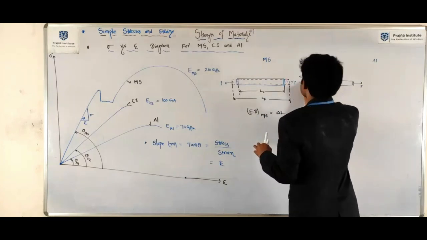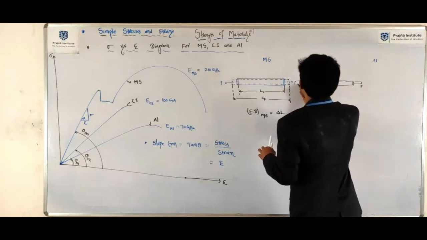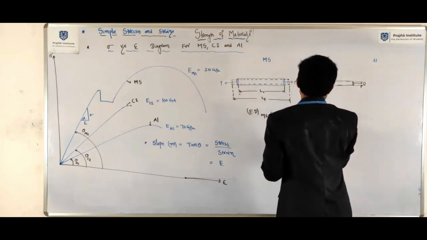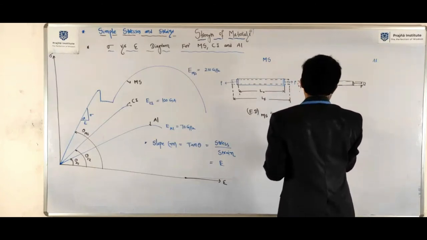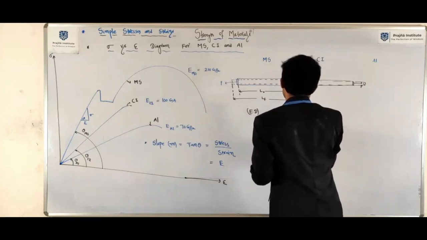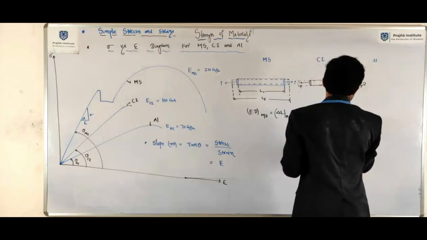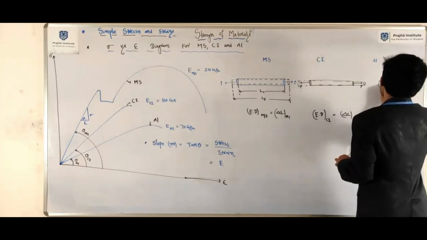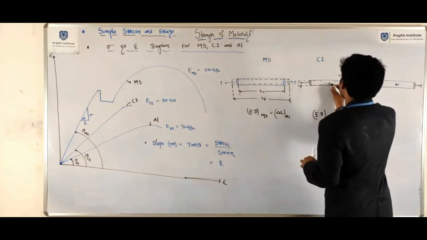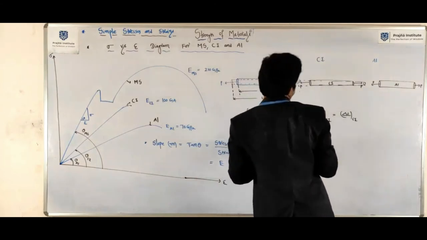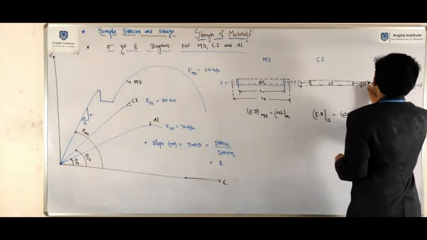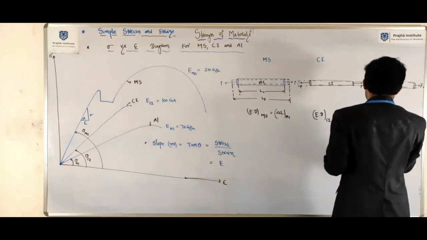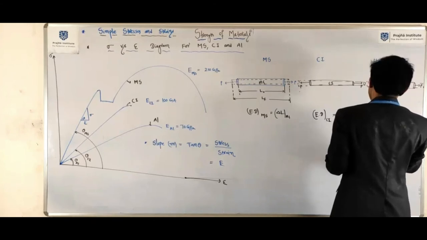So comparatively you will get, here, elastic deformation of the mild steel, cast iron, and here it will be aluminium. This is aluminium, cast iron, mild steel. It is higher, even higher, the elastic deformation of aluminium.